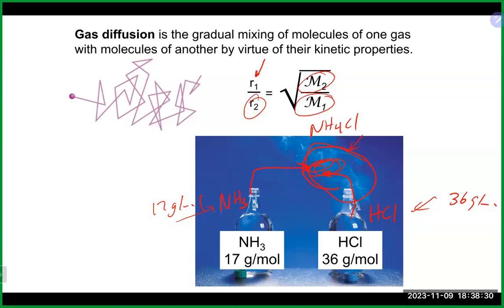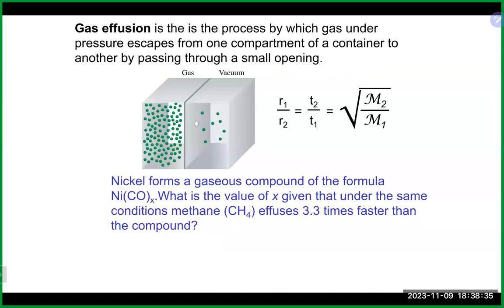Any questions on that? There's also gas effusion, which is the process where a gas travels out from one side of a container to the other through an opening. As you can see here, it pops out the opening right about there into the other side. We also have pretty much the same formula there. We have R1 divided by R2, which is our rate, equals T2 over T1. That's our time, actually. And again, our molar masses in grams per mole of each one.